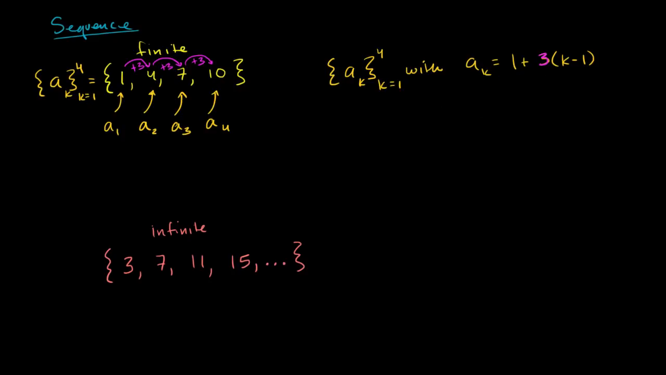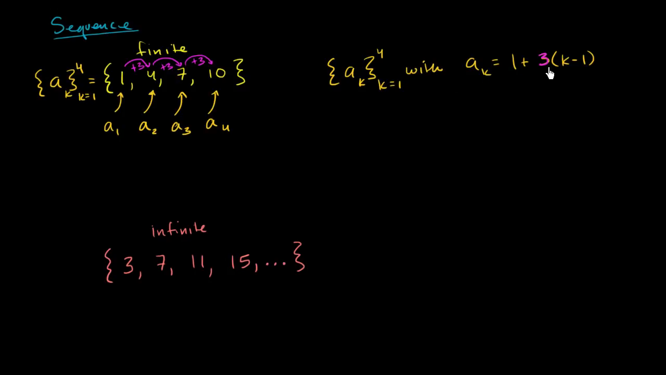If k is equal to 1, you're going to get 1 minus 1 is 0. And so a sub 1 is going to be 1. If k is equal to 2, you're going to have 1 plus 3, which is 4. If k is equal to 3, you get 3 times 2 plus 1 is 7. So it works out. So this is one way to explicitly define our sequence with kind of this function notation.